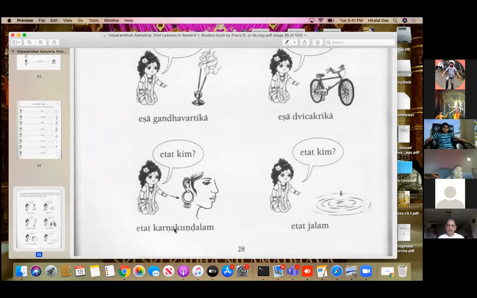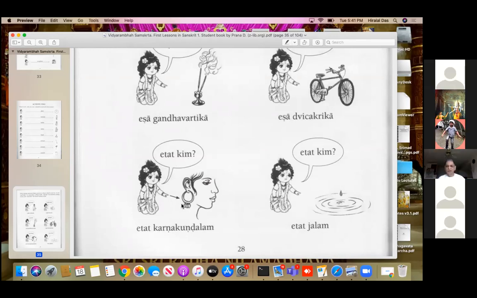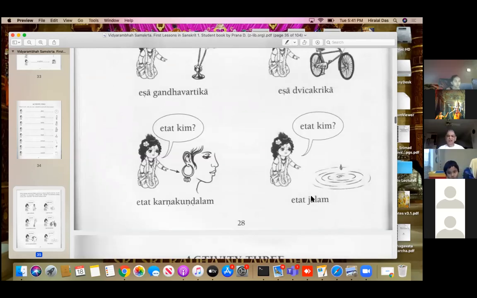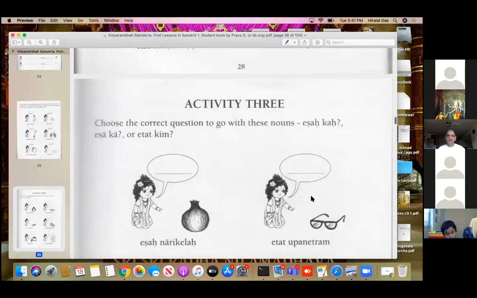Similarly, Krishna Kundalam. Etat is neuter. Jalam, neuter gender. Okay, very good. Neuter.